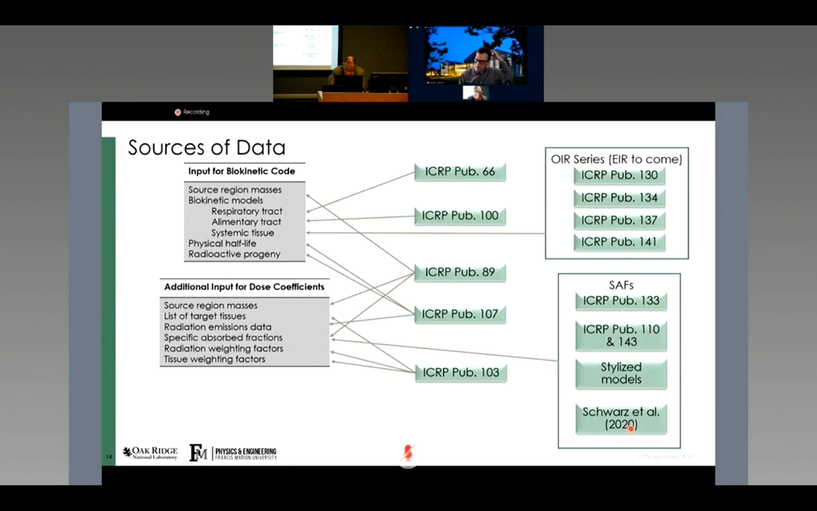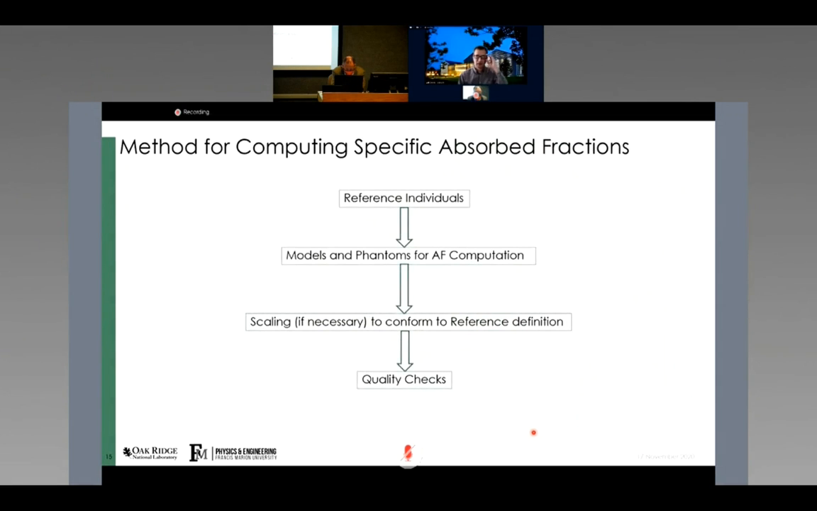This is the Florida group computing specific absorbed fractions in their phantoms. This is the basis then for the ICRP SAFs that we're working on in that publication. We're authoring it or writing it right now. Okay, so specific absorbed fractions then. What's the method here? So we start with the definition of our reference individual. From there, we use a series of models and phantoms to compute absorbed fractions. Note that these phantoms are not the same thing as the reference individual.